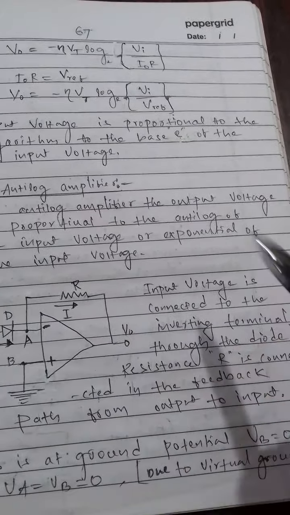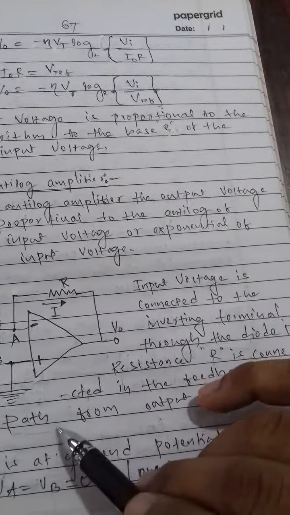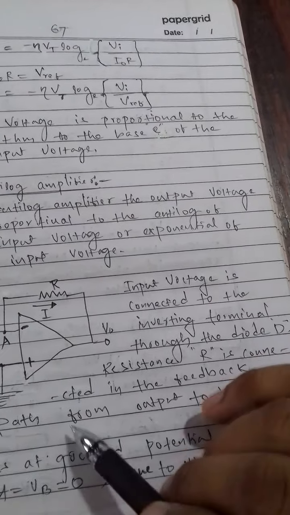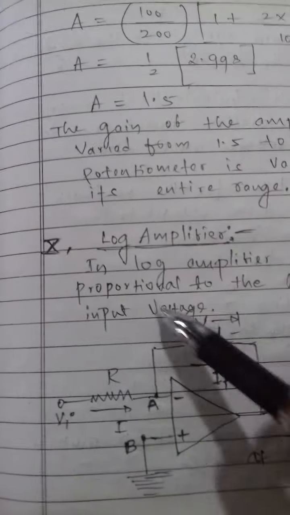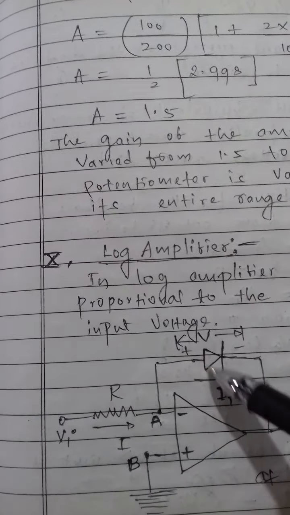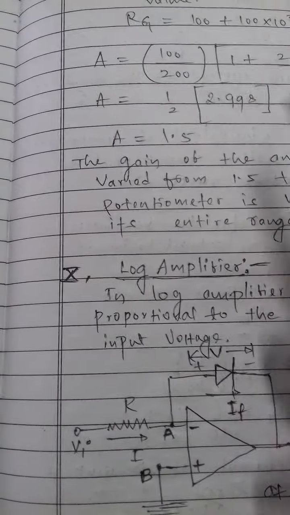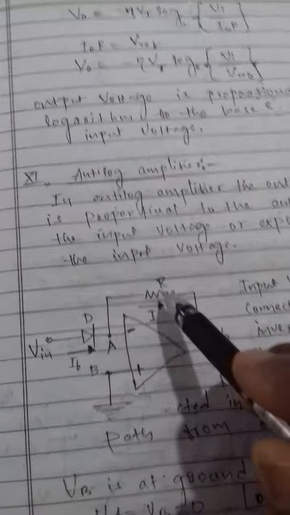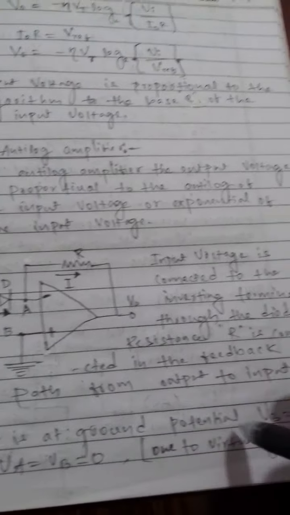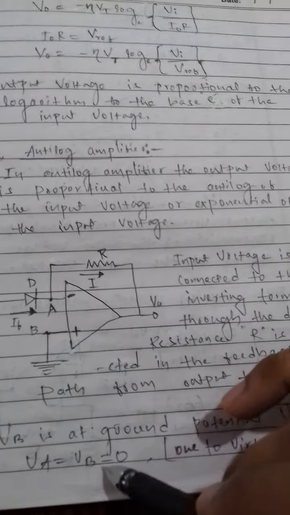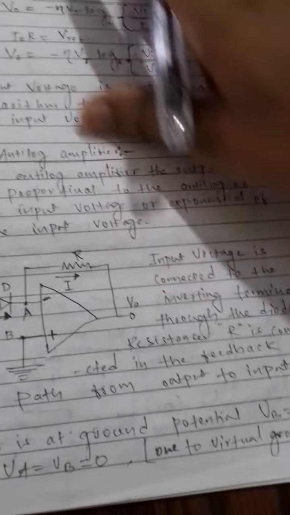So here, the feedback path is from the output to the input. But in the log amplifiers, the diode is connected in the feedback path, whereas in the anti-log amplifiers, the resistance is connected in the feedback path. So VB is at ground potential. VB is equal to 0. So VA is equal to VB is equal to 0 due to virtual ground.